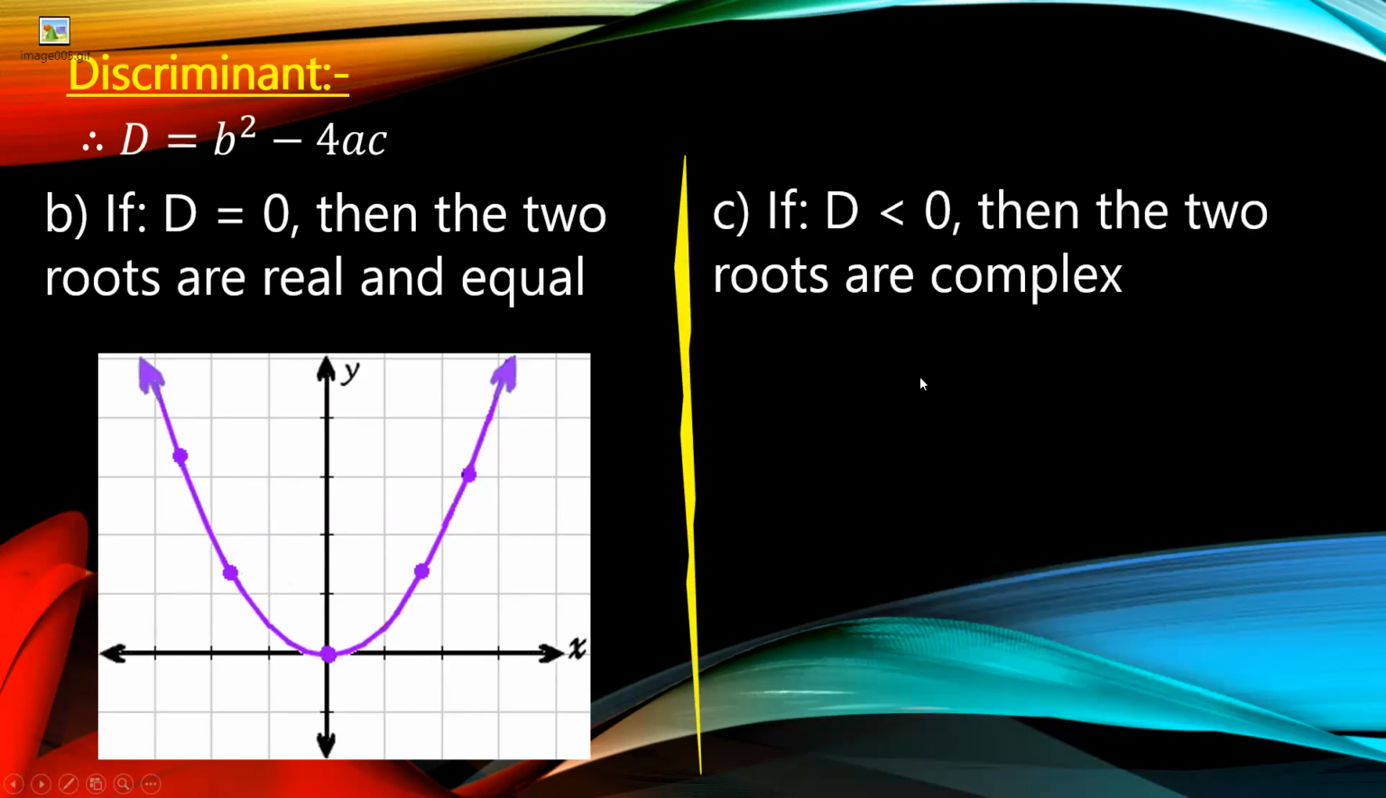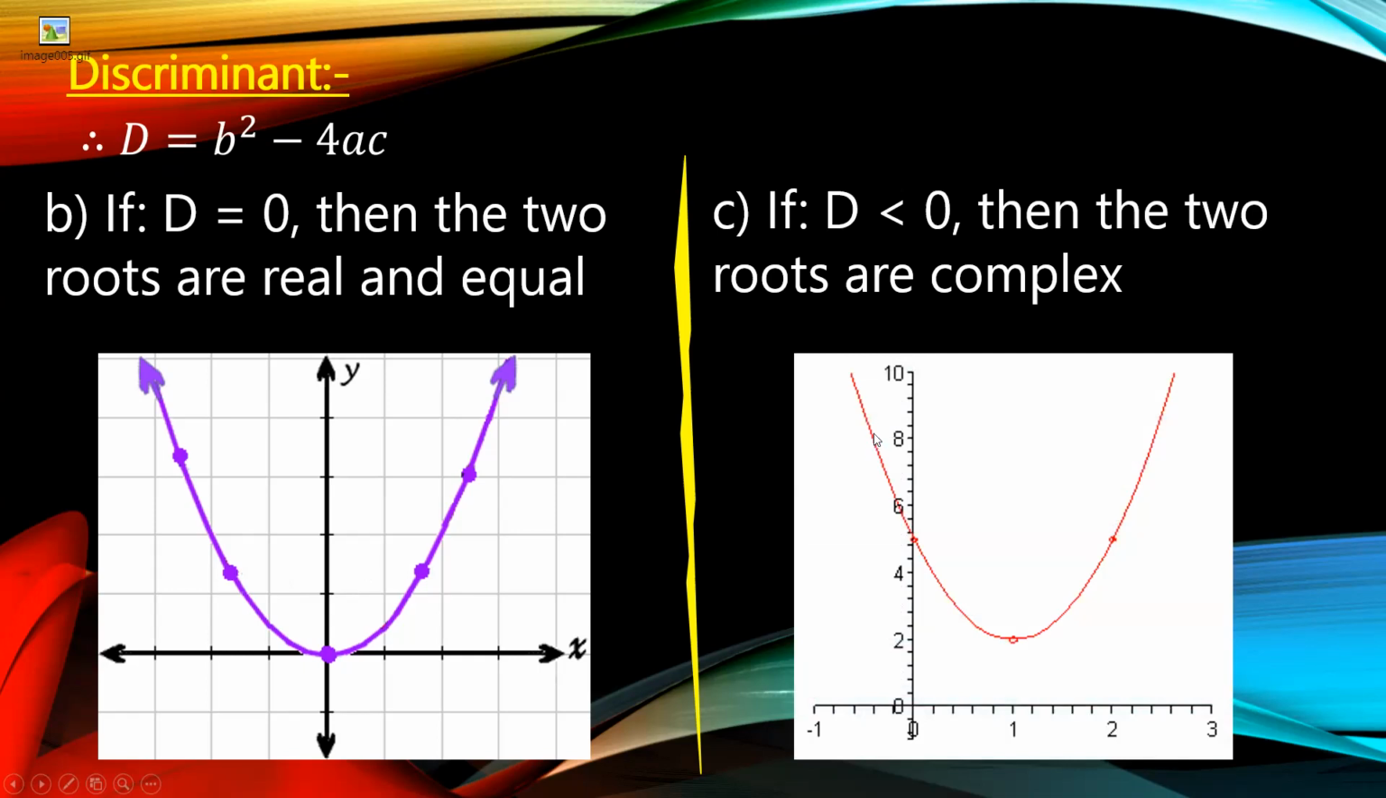The third type: if the discriminant is less than 0, then the two roots are complex and non-real. Here, this curve doesn't cut the x-axis at any point. This means the two roots are complex and non-real.